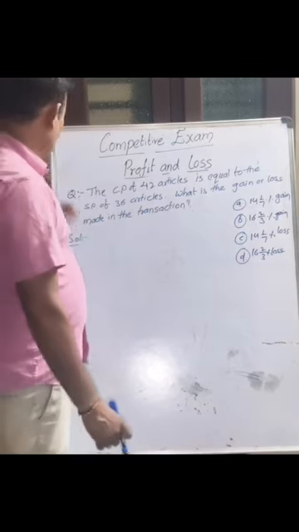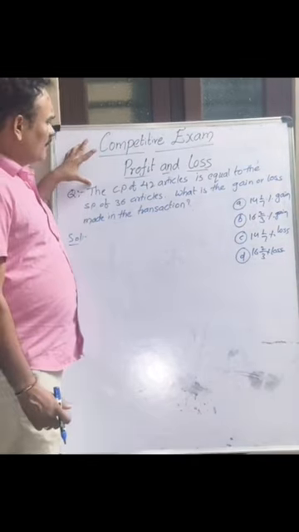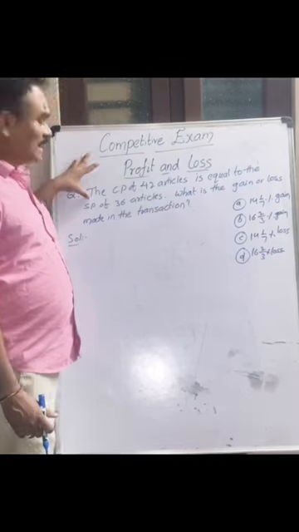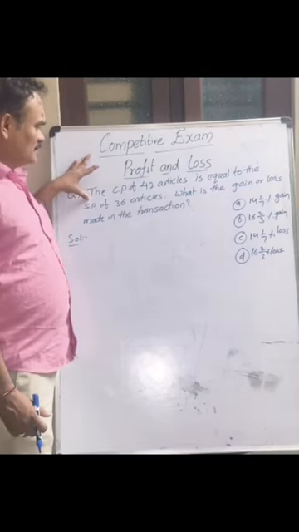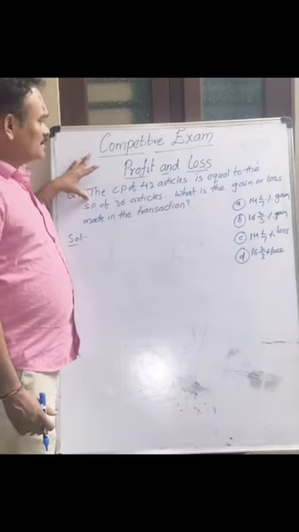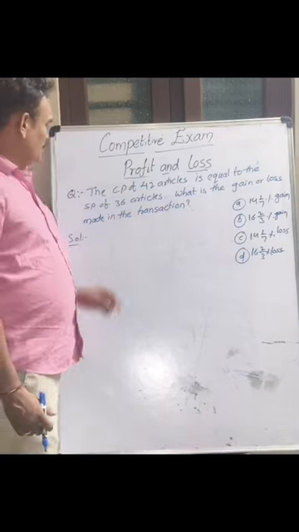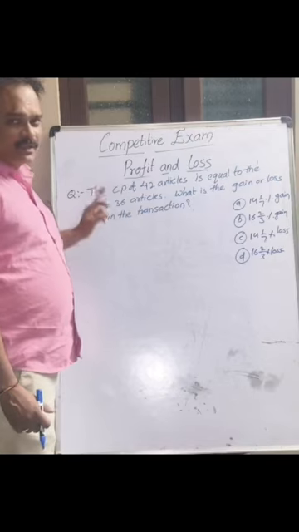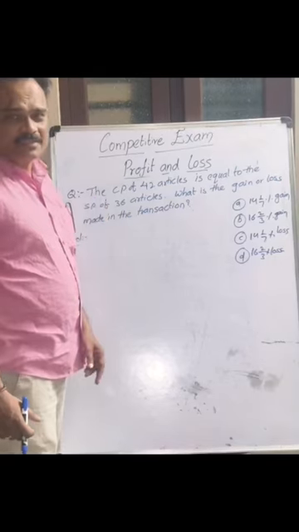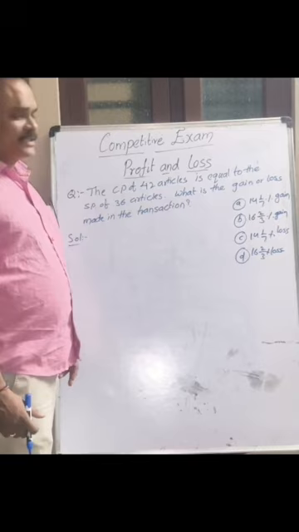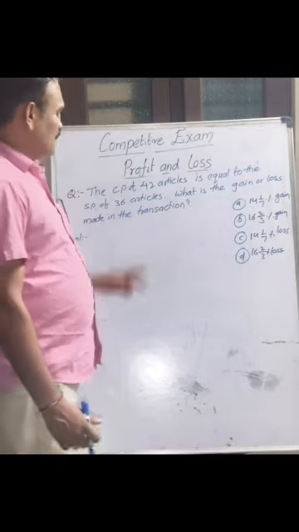Now, coming to the topic: the cost price of 42 articles is equal to the selling price of 36 articles. Then, what is the gain or loss made in the transaction? Again, I am repeating: the cost price of 42 articles is equal to the selling price of 36 articles. Then what is the gain or loss made in the transaction?